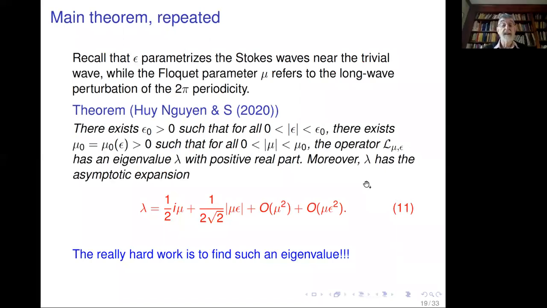Okay, so here I'm restating the theorem. It's the same theorem I said before, maybe stated slightly more precisely. It says that if you take epsilon small, and then mu even smaller, then there exists a lambda. It was just showing there's one eigenvalue in the right half plane. That's all I'm trying to show. The rest of my talk is about how you find that eigenvalue, without giving all the computational details.